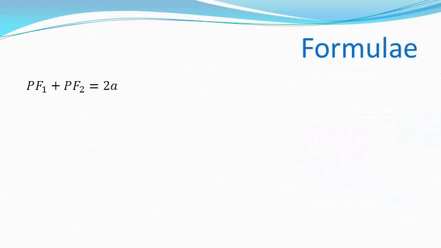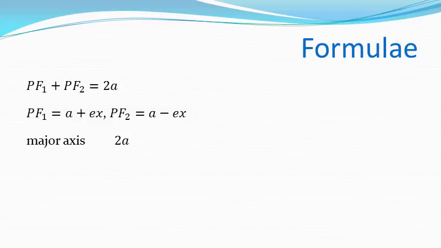So here's the defining property of the ellipse. PF1 plus PF2 is equal to 2a. P is any point on the boundary of the ellipse and F1 and F2 are the two foci. Now PF1 can also be written as a plus ex, where x is the x coordinate of the point P, and PF2 can be written as a minus ex.